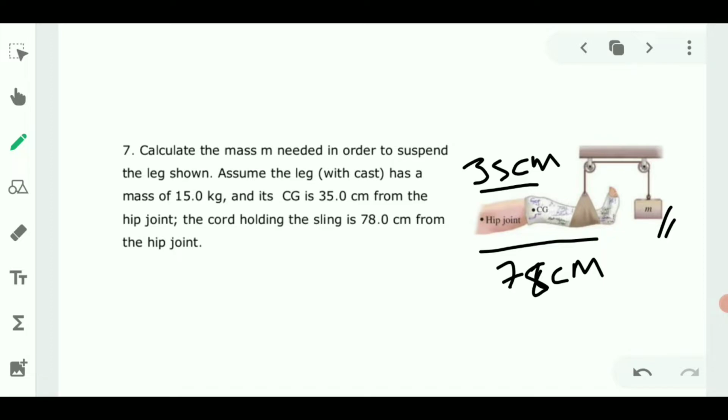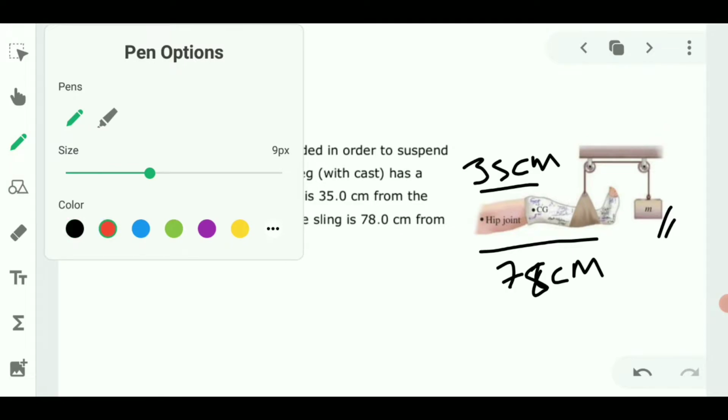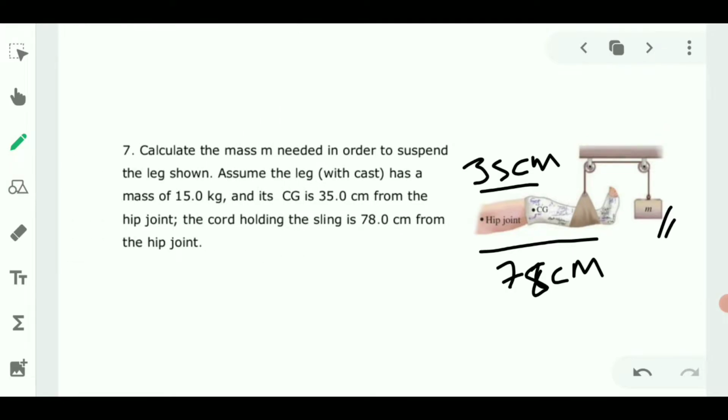In this case, I want you to consider that the leg has a weight, we'll say W, and there's tension in these two cords. The tension in these two cords should be the same in order for the leg to be suspended. That information is enough for us to find the value of M.